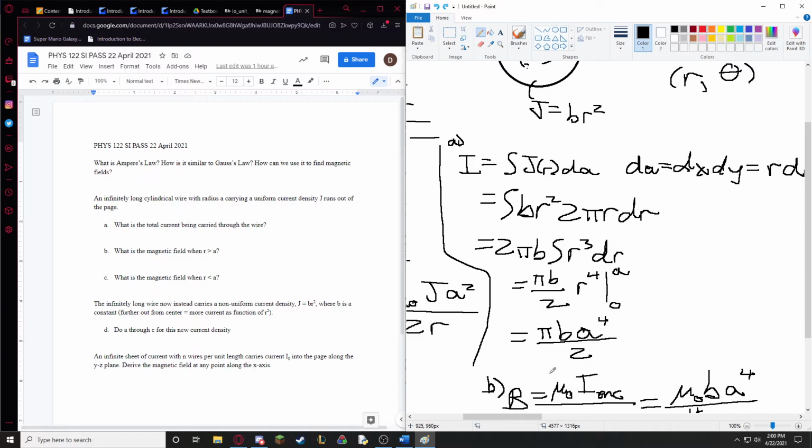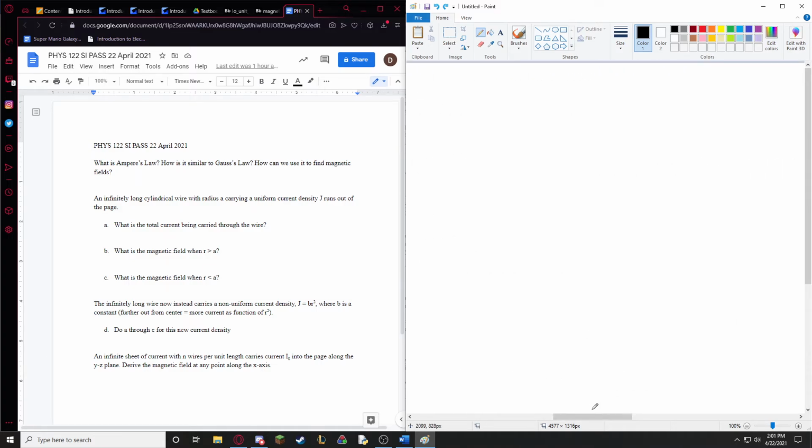Essentially, all you need to do for this problem was recognize that because it's non-uniform, we have to integrate over the area. Apart from that, it's the exact same process as before, just using different enclosed charges. So let's hop into one last example. So far we've just looked at cylindrical symmetry. There's no spherical symmetry for currents, by the way. It's just cylindrical. Now let's look at a planar symmetry situation.